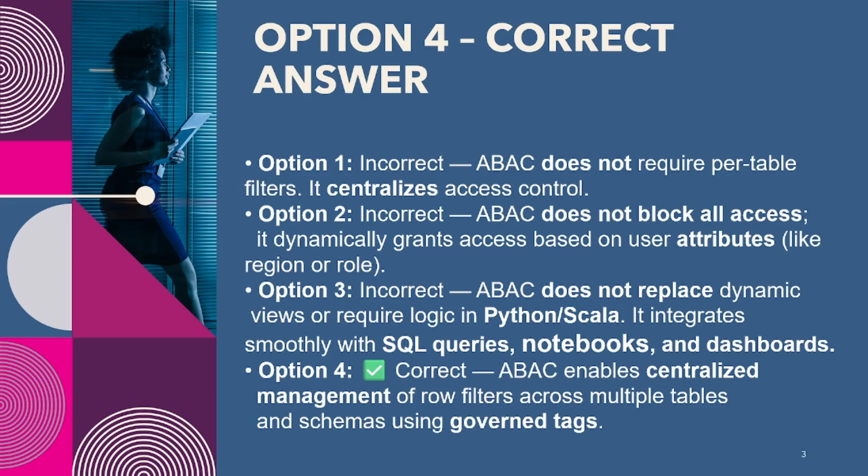Option 2 says ABAC policies prevent all users from seeing any data unless they are granted direct table-level permissions. That sounds kind of scary, right? But nope, not how ABAC works. ABAC doesn't block everyone by default. It dynamically decides what a user can see based on attributes. Think of attributes like labels or tags, maybe the user's region, department, or role.